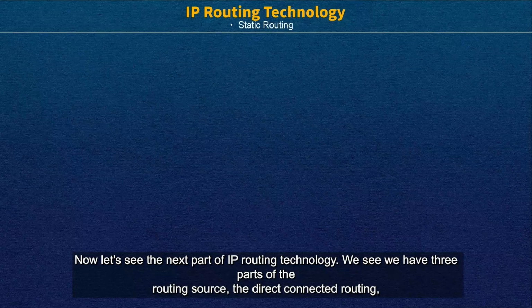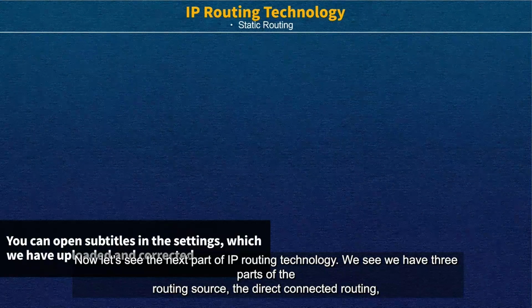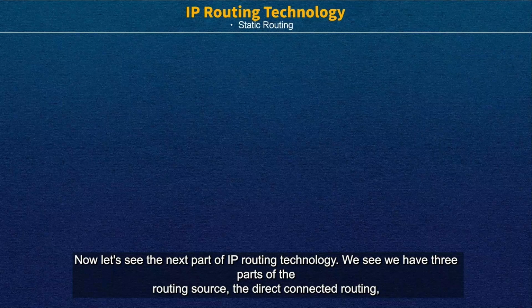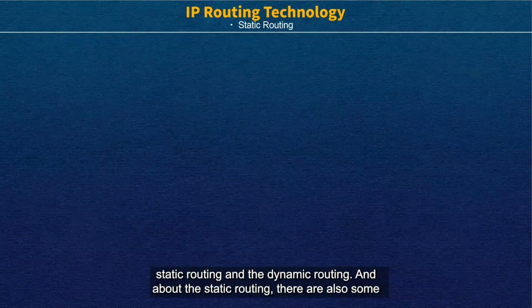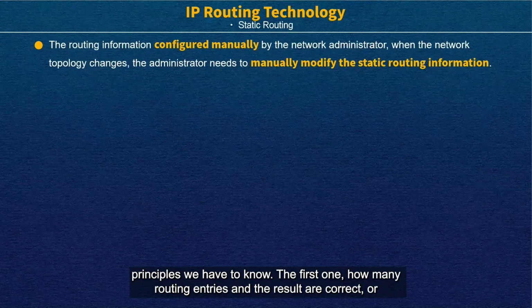Now let's talk about the next part, IP routing technology. We say there are three sources of routing: direct connected routing, static routing, and dynamic routing. And about static routing, there are also some principles we have to know.